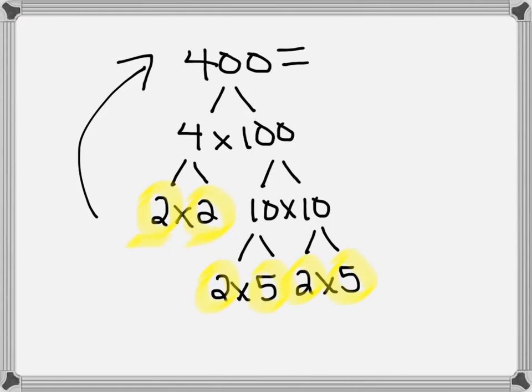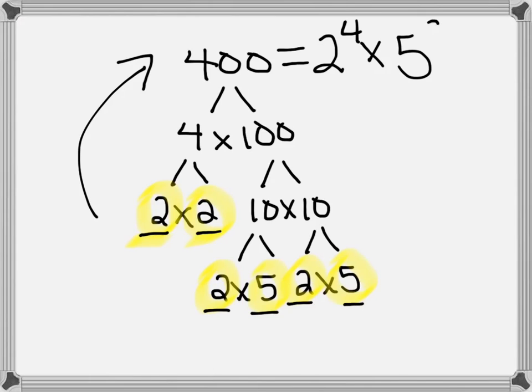So we will put our equal sign here, and we will say that 400 is equal to 2 to the power of 4, because there's 4 of them, 2 to the power of 4 multiplied by 5 to the power of 2, because there's two 5s.